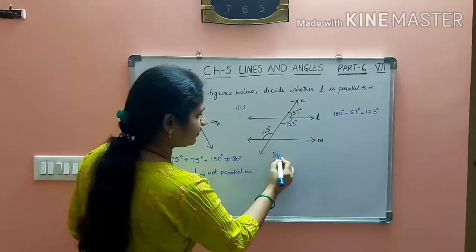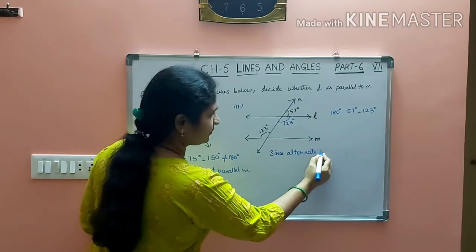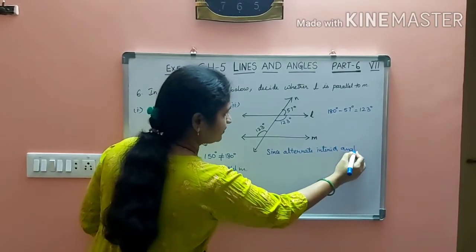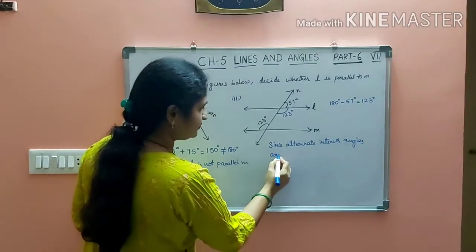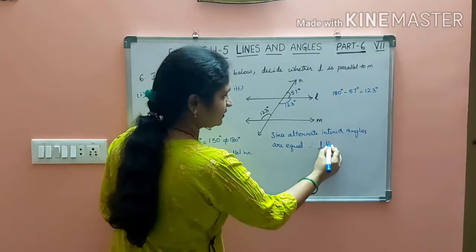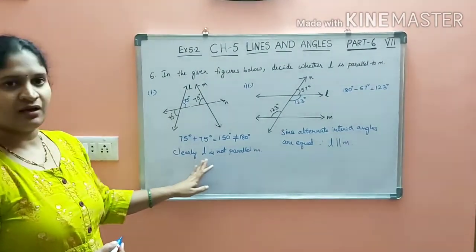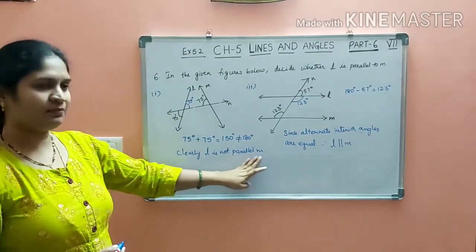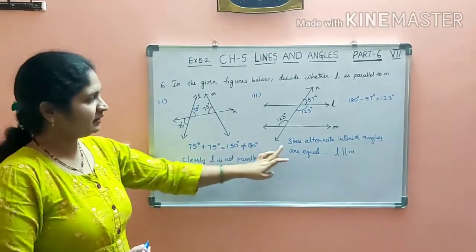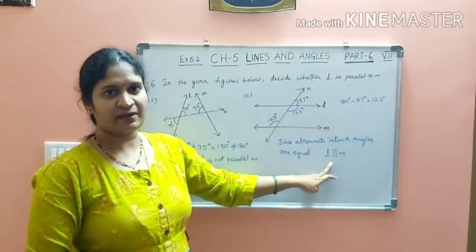Since alternate interior angles are equal, therefore L is parallel to M. So in the first bit, we concluded that L is not parallel to M because none of the three facts is true. Here, the second fact is true. So we have concluded that L is parallel to M.